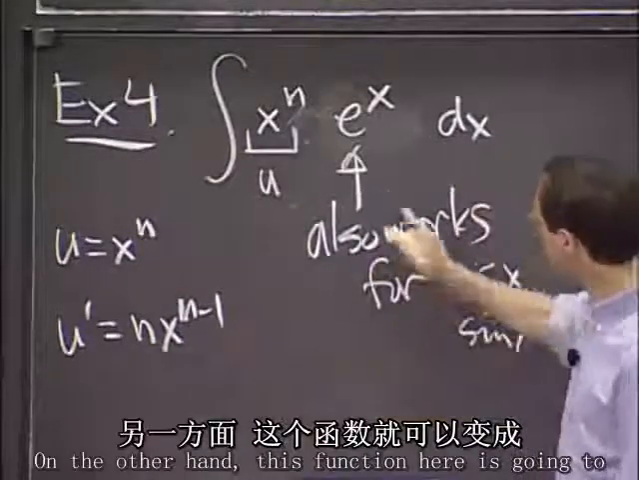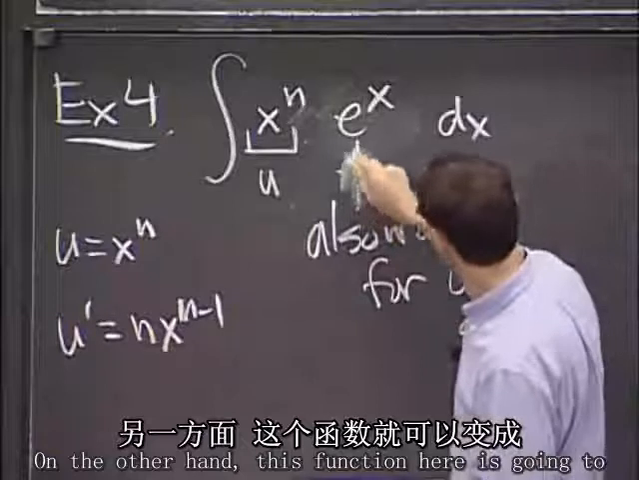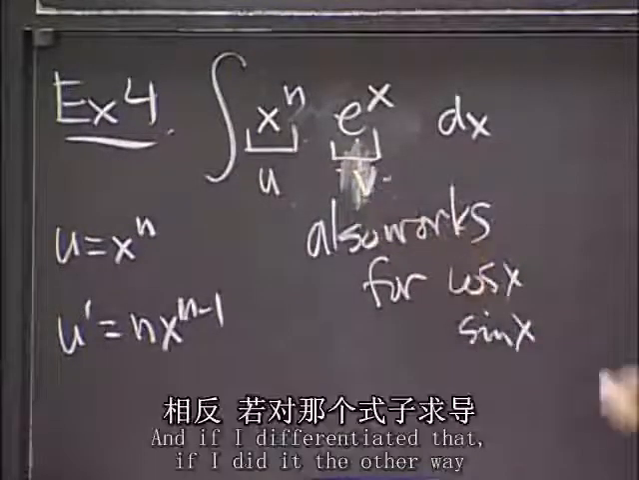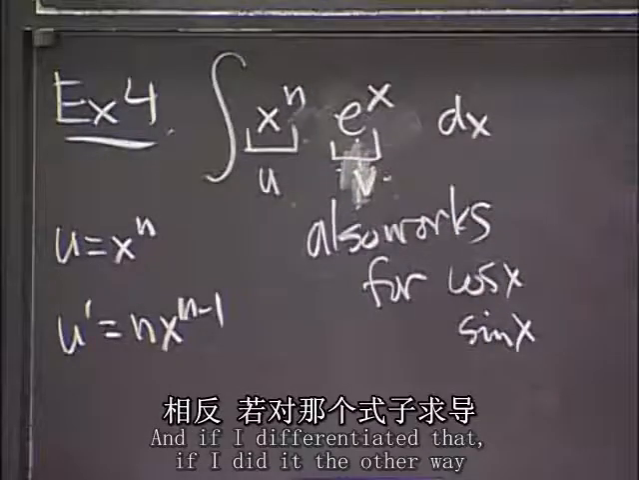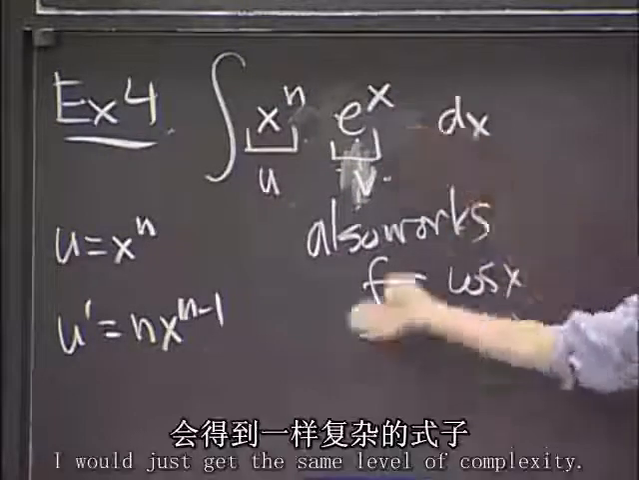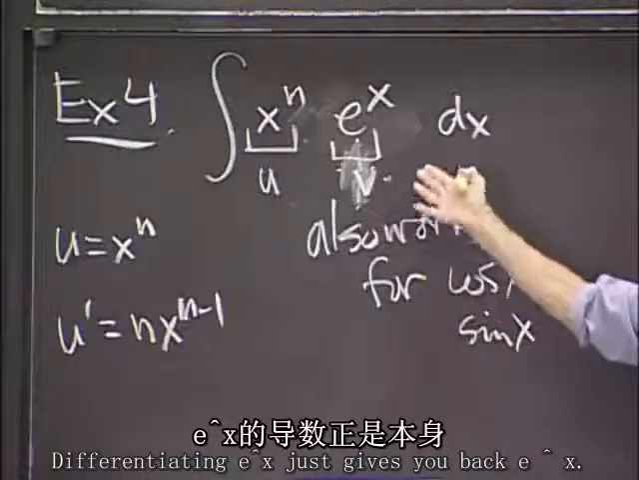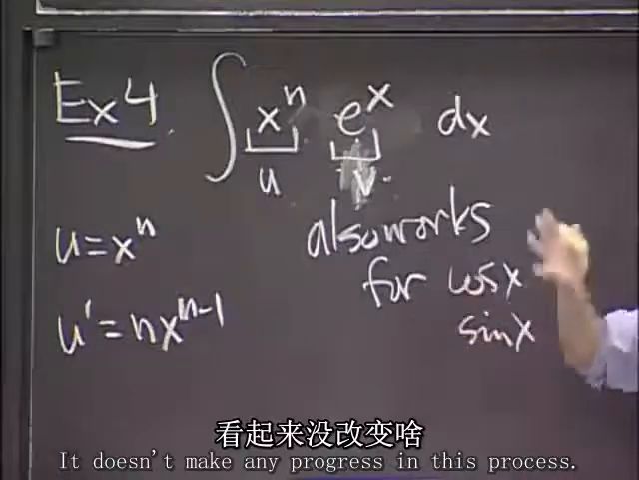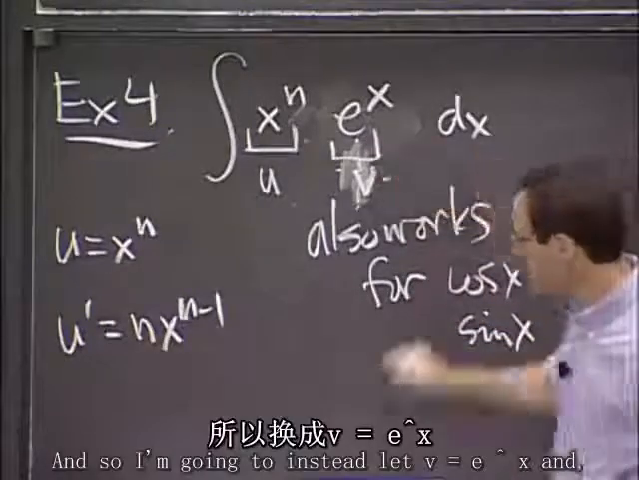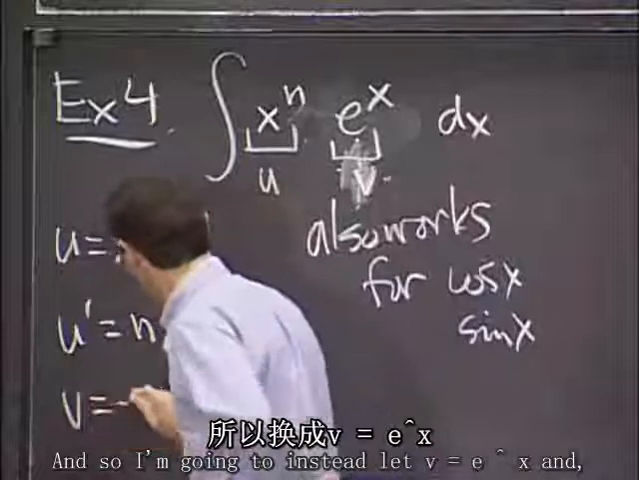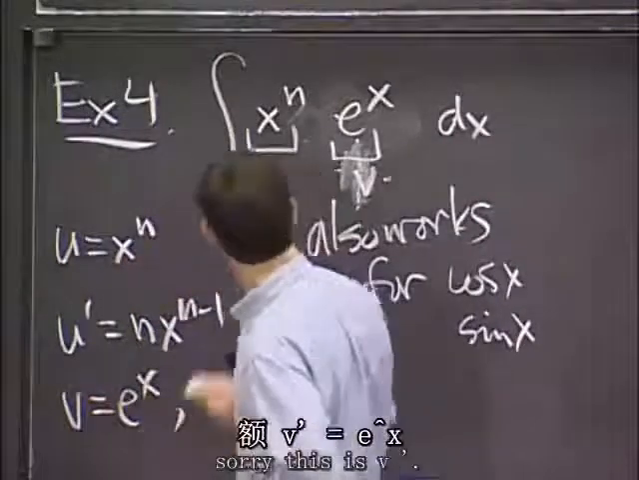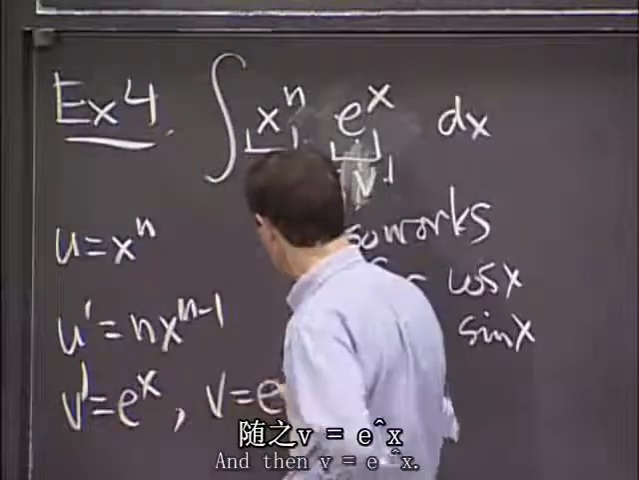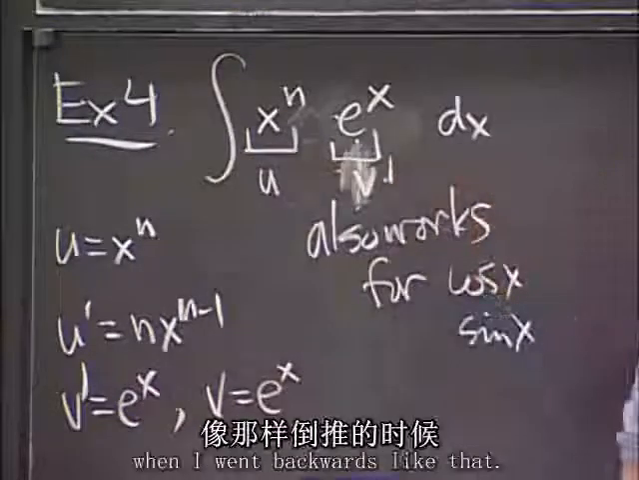On the other hand, this function here is going to be what I'll use for v prime. And if I did it the other way around and differentiated that, I would just get the same level of complexity. Differentiating e to the x just gives you back e to the x, so that's boring. It doesn't make any progress in this process. And so I'm going to instead let v prime be e to the x, and then v is e to the x. At least it isn't any worse when I went backwards like that.